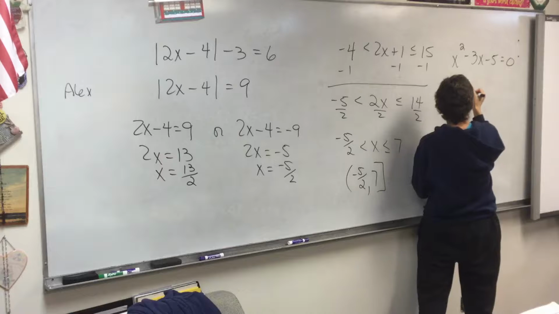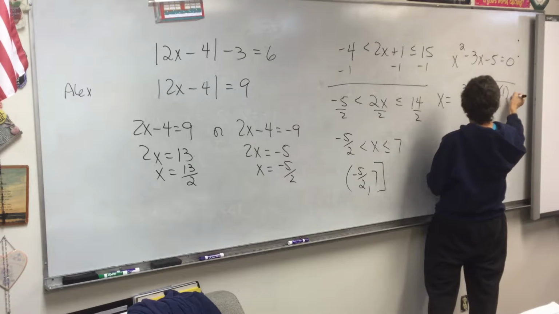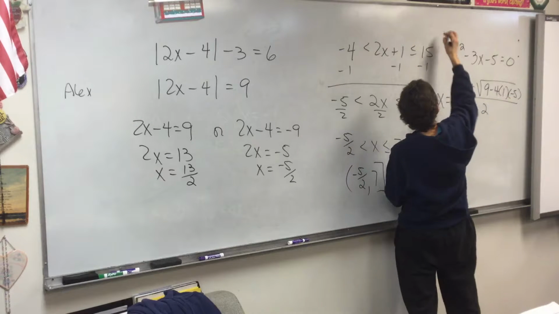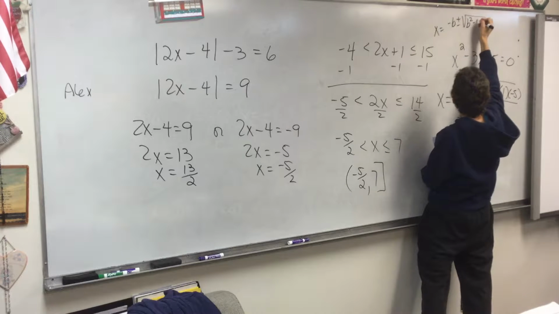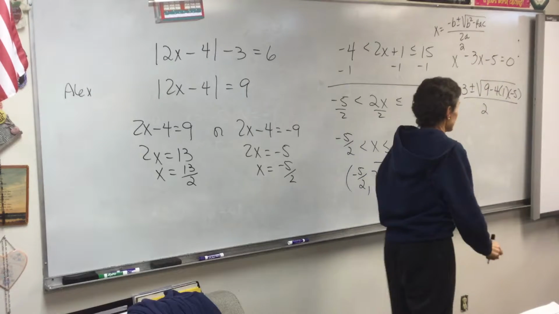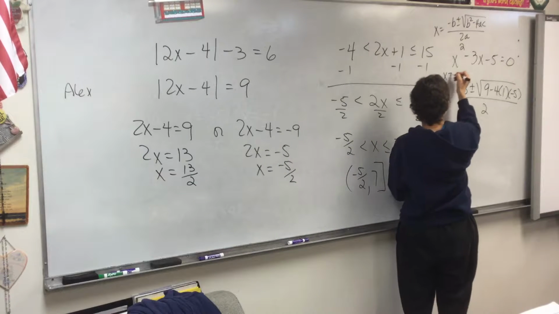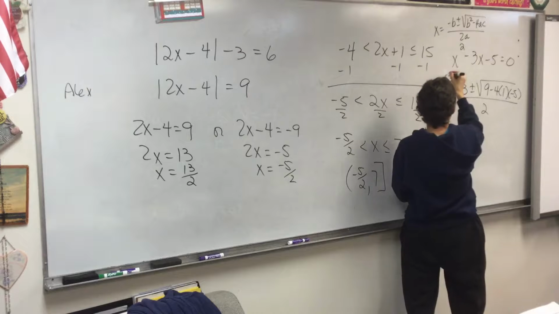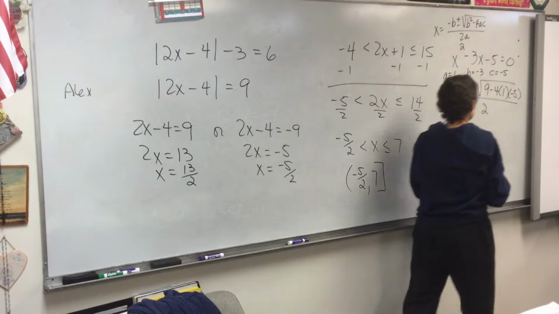X equals negative b plus or minus the square root of b squared minus 4ac all over 2a. It wouldn't hurt you to write the quadratic formula down. I've done it so many times I can kind of just do it, but you haven't done it as many times as I have, so you might want to write it down. You might also want to put down what A, B, and C are. So A is 1 in this problem, B is negative 3, and C is negative 5.